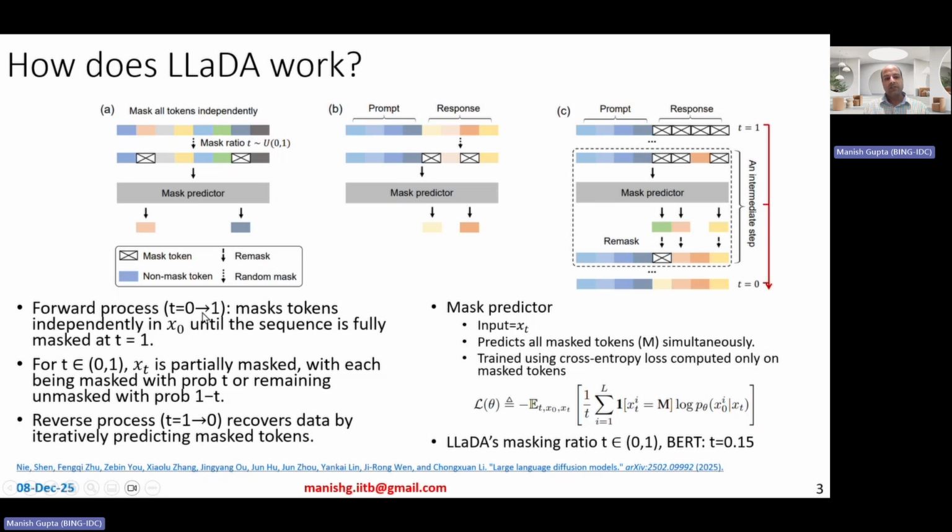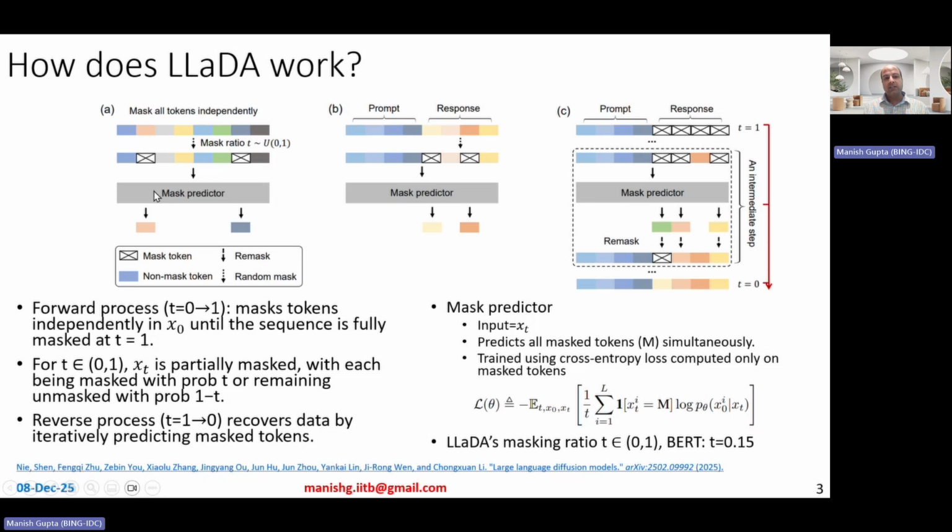In the forward process, you go from t equal to 0 to t equal to 1, as is popularly known in the diffusion world, and you mask tokens independently in x0. So x0, remember, is the original text sequence. You're going to mask them slowly, gradually over time, until the sequence is fully masked at t equal to 1. You do several iterations of masking, and at every iteration, you basically mask some tokens independently with a uniform random value between 0 and 1, and this ratio is t. T is basically fixed for the entire process. Okay, so this is the forward process.